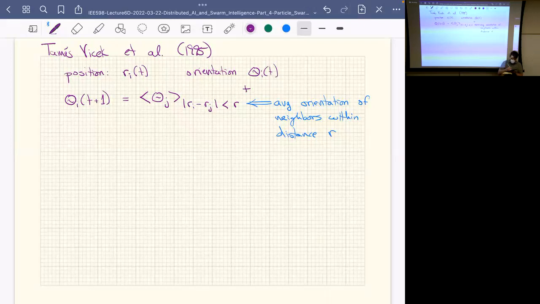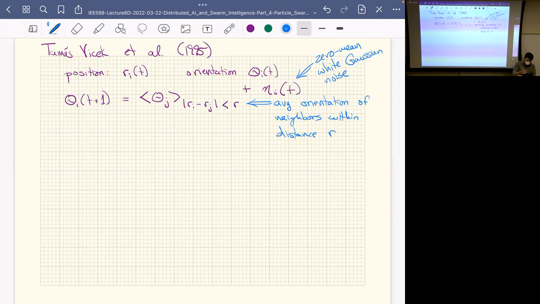And that noise is going to be zero-mean white Gaussian noise. The variance of that will come into play in a second.